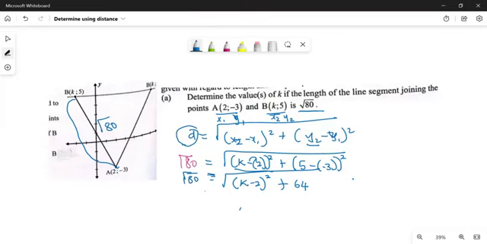Now I want to remove the square root. There's a type of question whereby we want to remove the square root. How do you remove the square root if you want to remove it? You can square both sides. So we say, okay, let's square both sides. And then this here is going to be equal to 80. Once you square, even on this side, the square root and the 2 here cancel, and you're going to be left with k minus 2 squared plus 64.